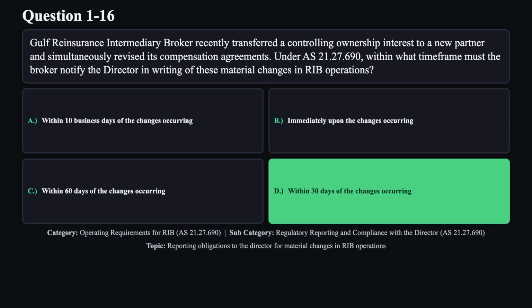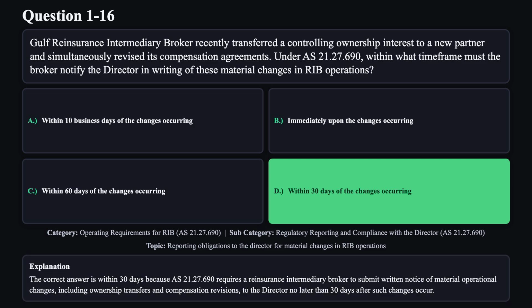The correct answer is D. The correct answer is within 30 days because AS 21.27 requires a reinsurance intermediary broker to submit written notice of material operational changes, including ownership transfers and compensation revisions, to the director no later than 30 days after such changes occur.